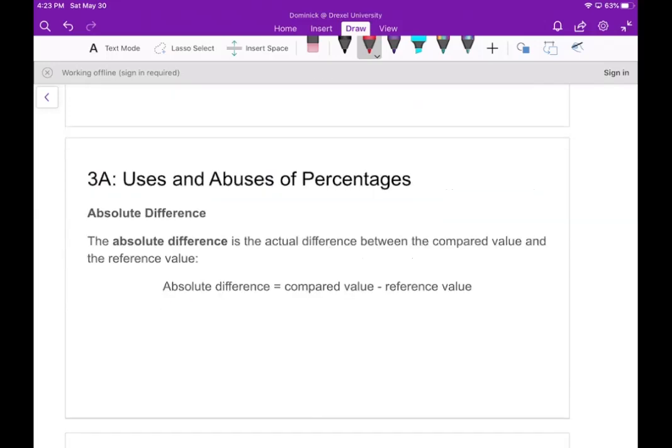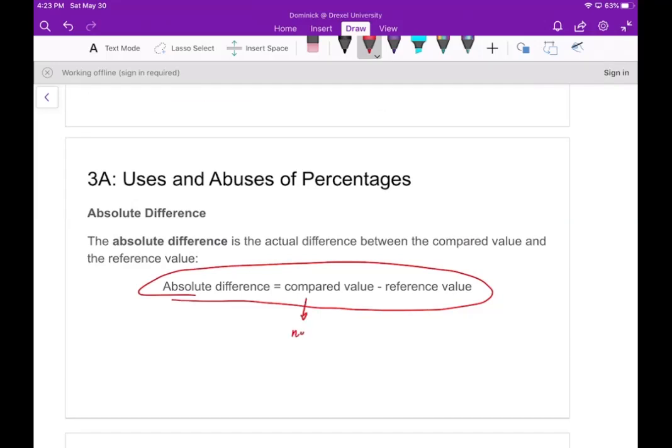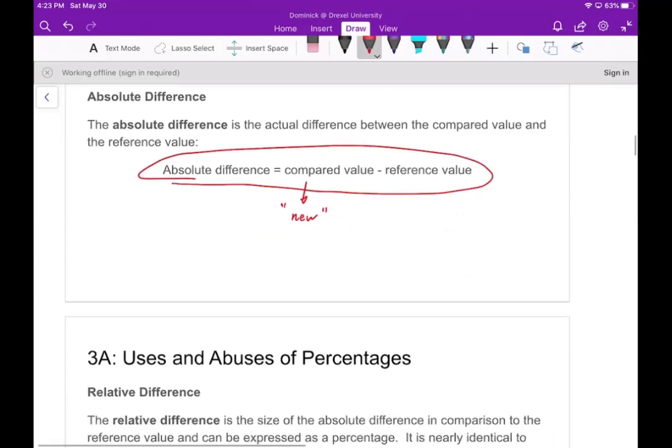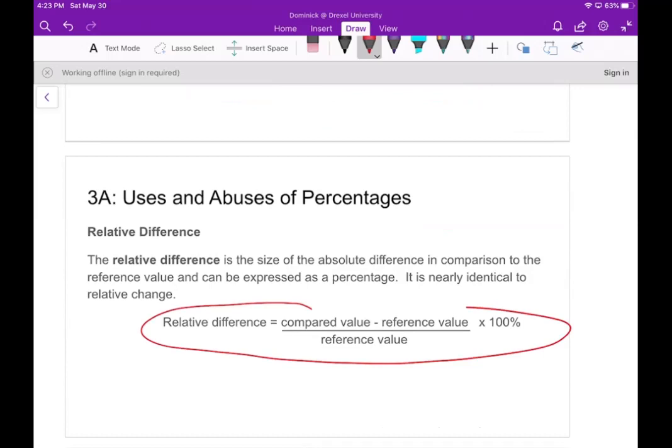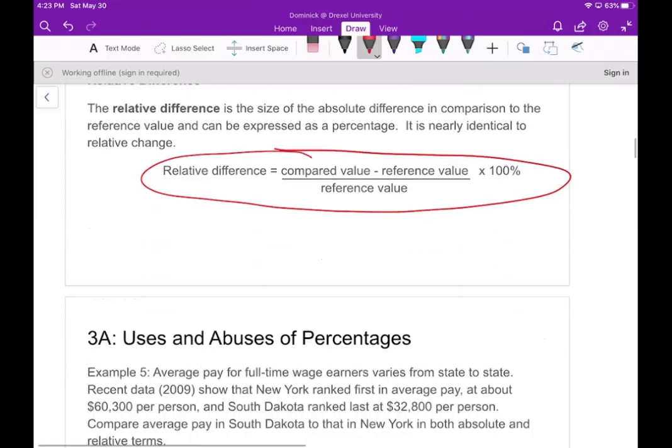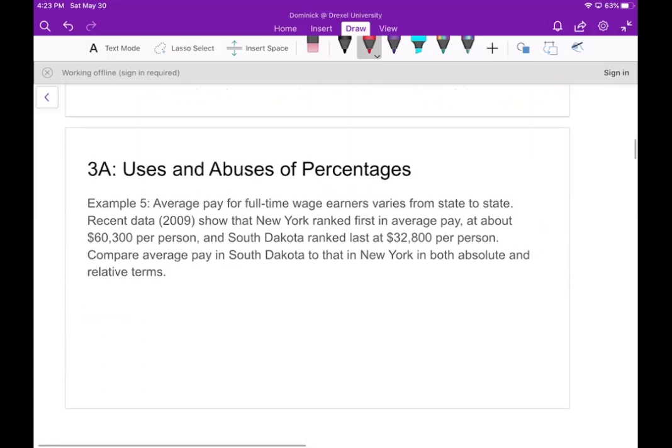So absolute difference, you're really just computing the same way. You're doing the compared value minus the reference value. And again, you're really thinking of this as the new value minus the reference value, right? And the same calculation will be true for the relative difference. Okay, so let's take a look at an example.